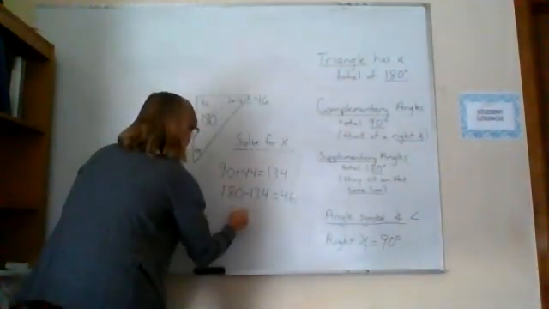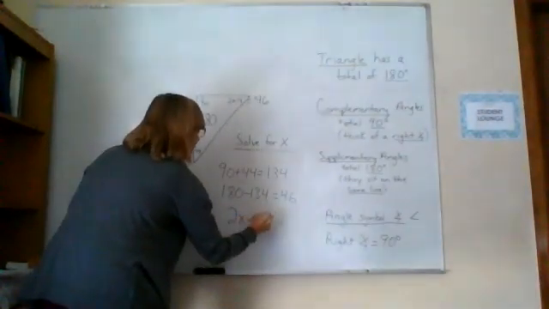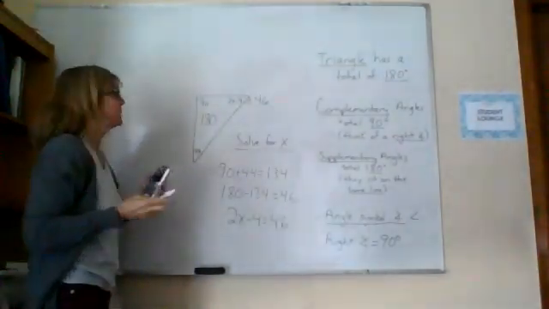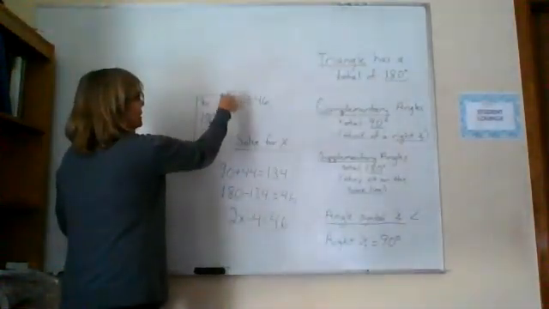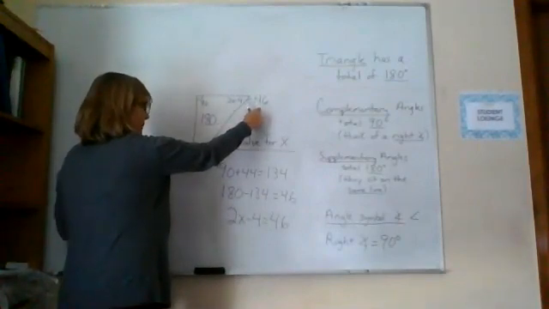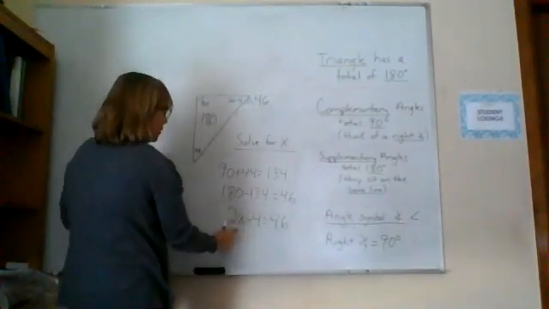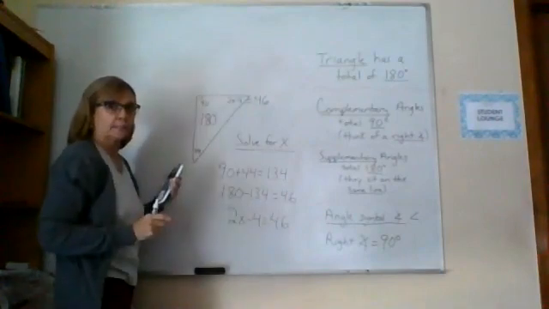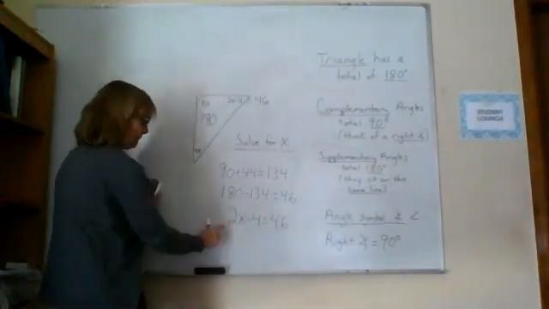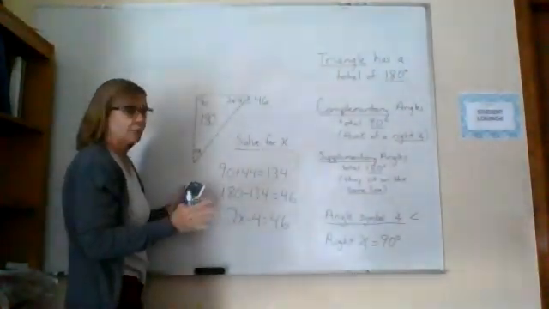So 2x minus 4 equals 46. Because they said that this value is 2x minus 4, and I know it's 46 because of all the other things I know. So 2x minus 4 is 46 degrees. Three steps of algebra. First one, solve both sides. No like terms, nothing I can do, right?